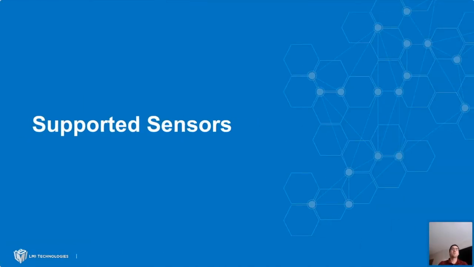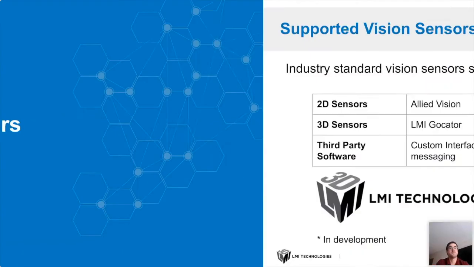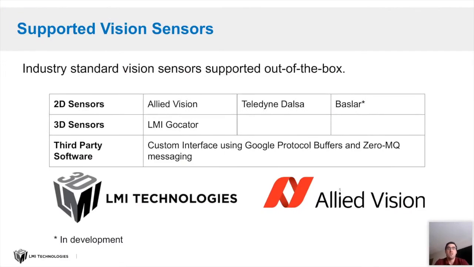So I'm going to talk a little bit more about the sensors that we support. Out of the box, we support a number of industry standard sensors. Of course, we support the LMI Gocator for 3D inspection, but we also support a number of 2D sensors, including Allied Vision, DALSA, and Basler. And we've also worked with customers to connect the Gadget to their third-party software and receive images that way.